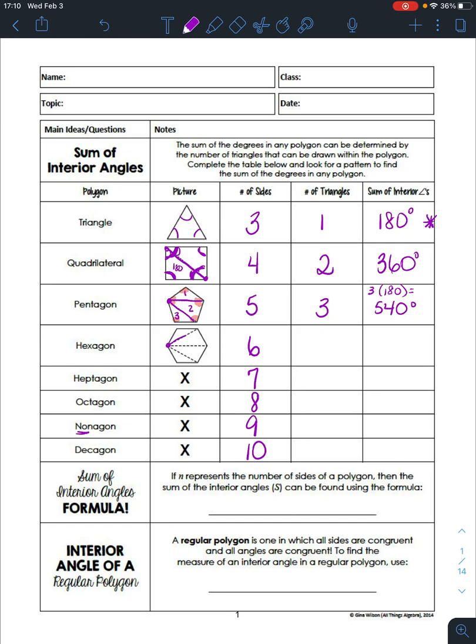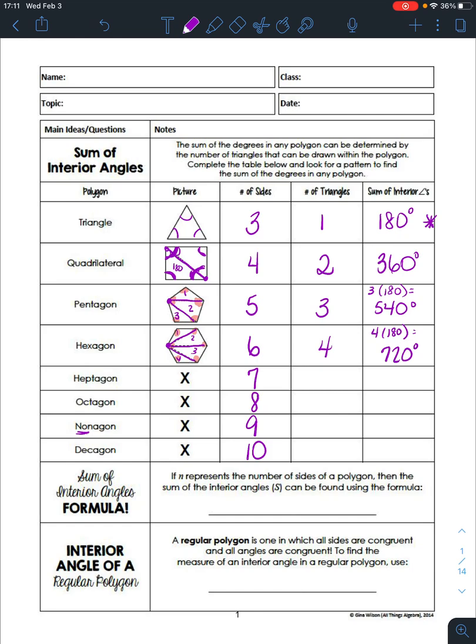So we continue from this vertex. If we draw across, we get 1, 2, 3, 4 triangles. 6 sides, 4 triangles. So notice, 3 sides, 1 triangle. 4 sides, 2 triangles. 5 sides, 3 triangles. 6 sides, 4 triangles. So 4 triangles at 180 degrees apiece is 720 degrees. So all of the angles on the inside of the hexagon, all of these vertices right here, those interior angles add up to 720.